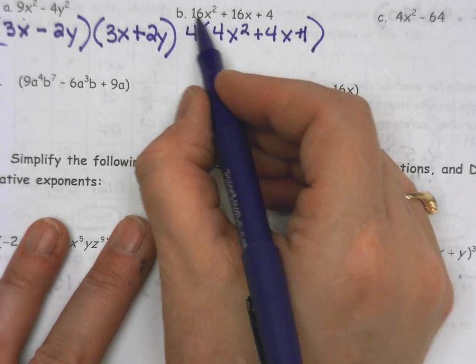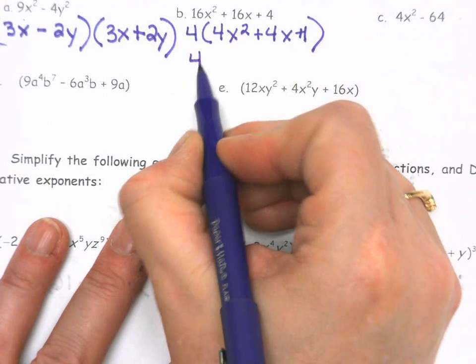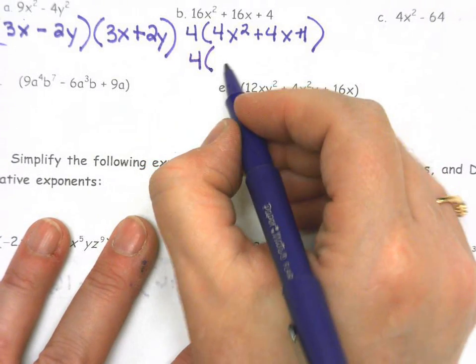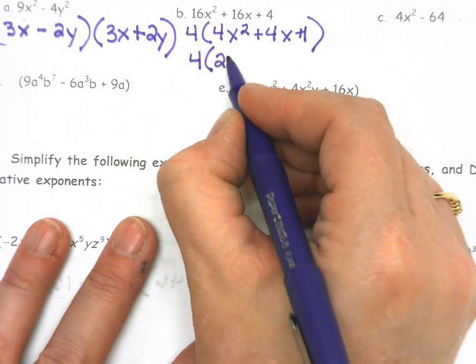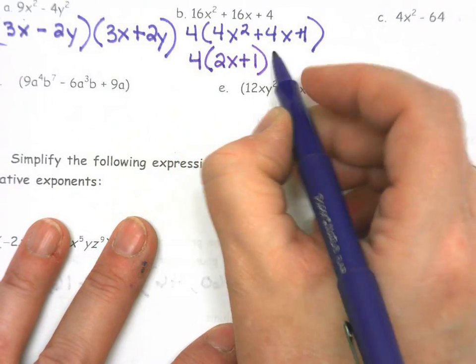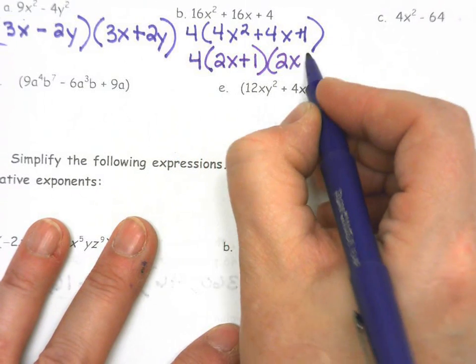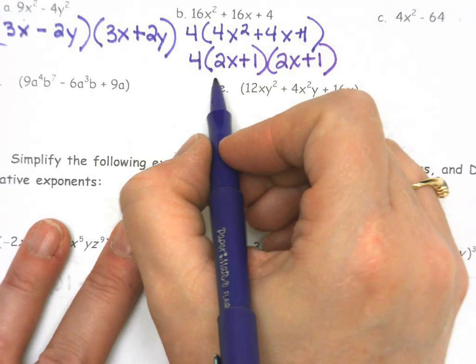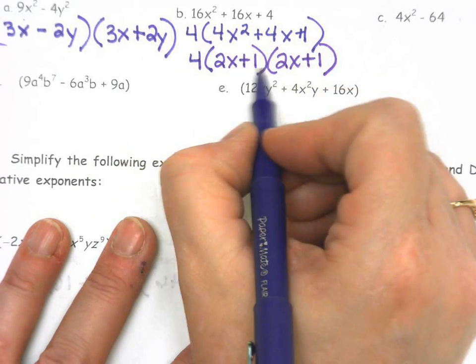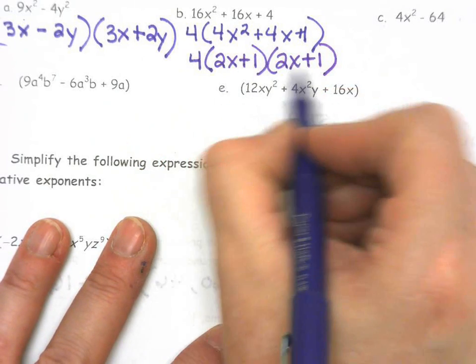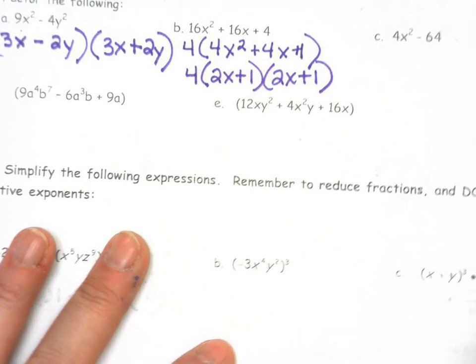Again, you could check that on your calculator as well. You could put this in, and then you could put in your final right here, which would be 4 times the quantity 2x plus 1 times 2x plus 1. Or you could put 4 times 2x plus 1 and then square it because there are 2 of them.